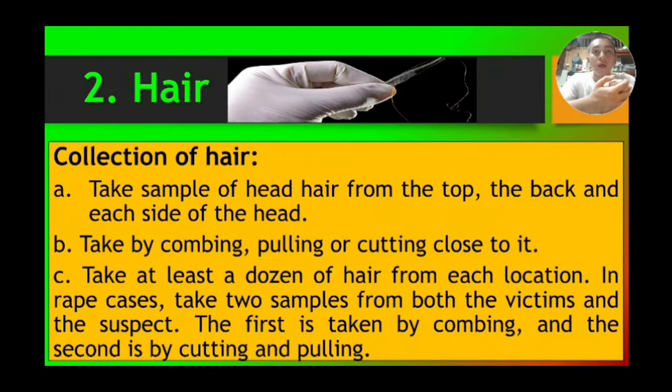Hair. Hair usually can be found anywhere in the crime scene. And here are some ways on how to collect hair. Take a sample of head hair from the top, the back, and each side of the head. Take it by combing, pulling, or cutting it close. And take at least a dozen hairs from each location. In rape cases, take two samples from both the victim and the suspect. The first is taken by combing and the second is by cutting and pulling.